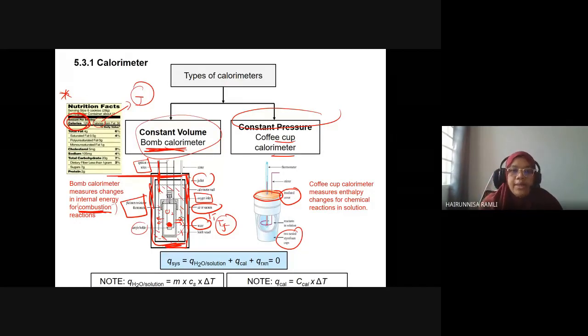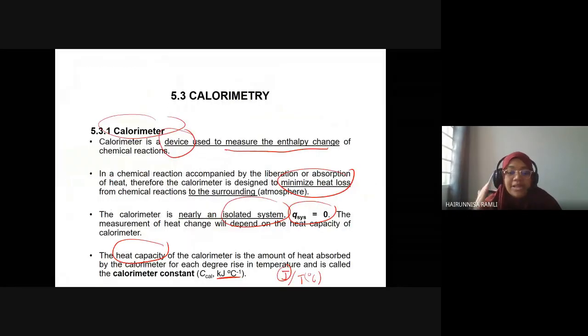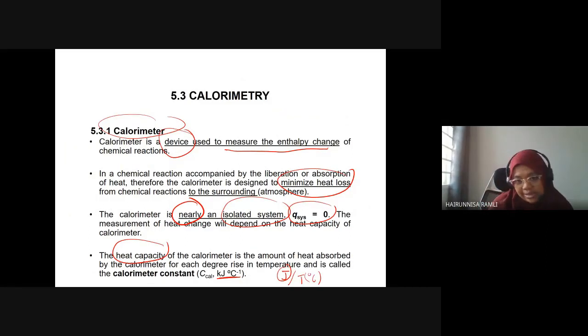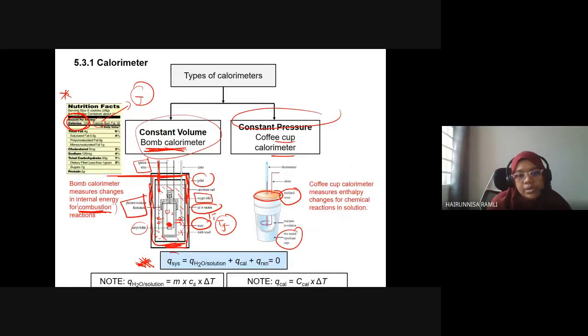From here, the very basic equation that you need to know is this one. I highlighted this in blue, right? The slide, you don't have it, I haven't finished it. You have to remember that this is an isolated system for both. Whether it is a bomb or a coffee cup, we assume it is isolated. Even though it is not that isolated, that's why the wording is nearly an isolated system, where we assume the Q system is equal to zero.